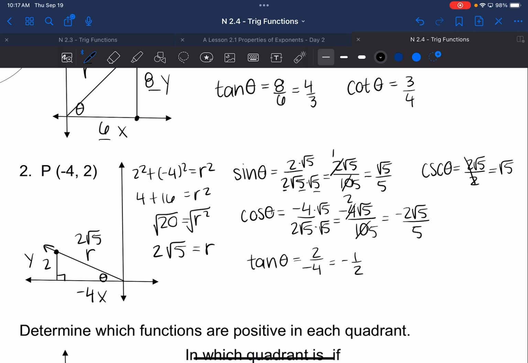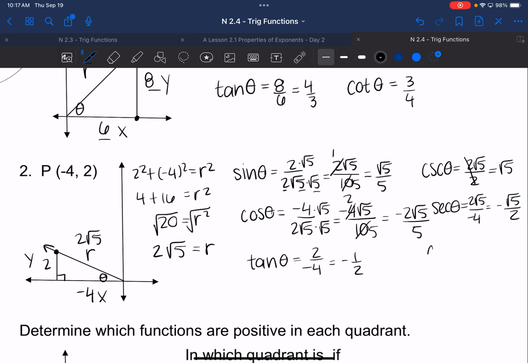Okay? Now we're going to look at secant. Okay, so the reciprocal of cosine. So this one should be r over x. What numbers is that? 5. Good. And that 2 and negative 4 will simplify, right? So we're left with negative root 5 over 2.